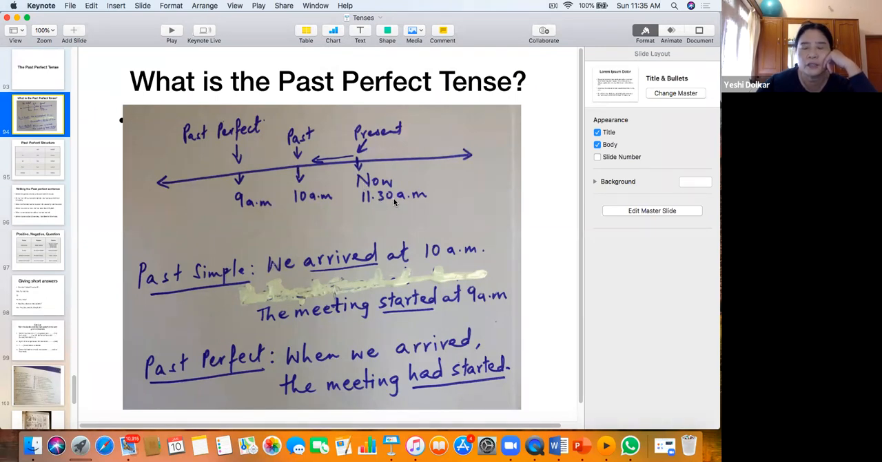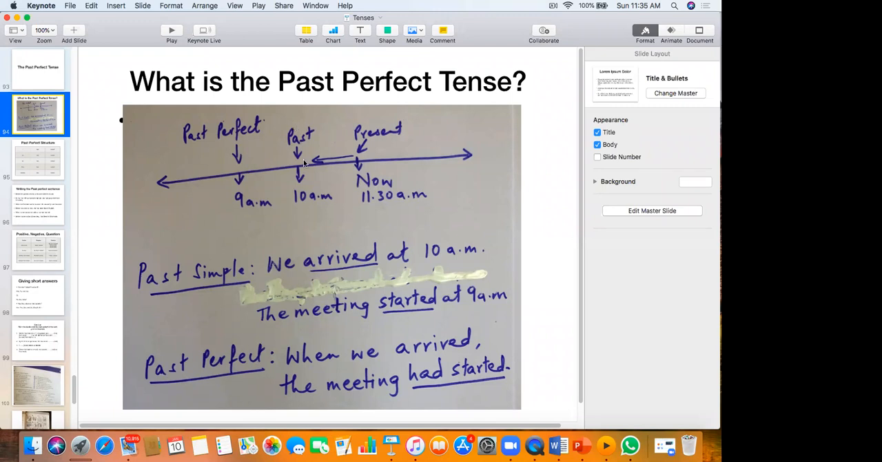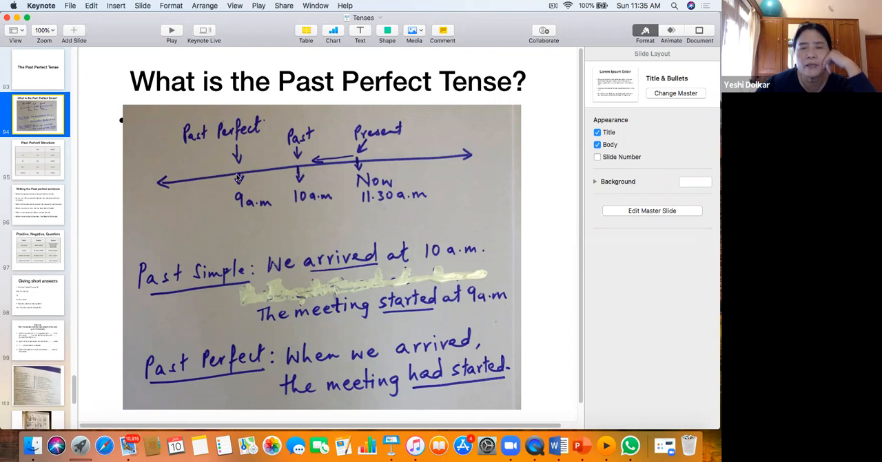It's 11:30. Let's say it's 11:30 now. This is the present. Now 10 a.m. is past, right? So that's 10 a.m. And before 10 a.m., 9 a.m. is also past. So you see, not just one past, but we're looking at two pasts over here.